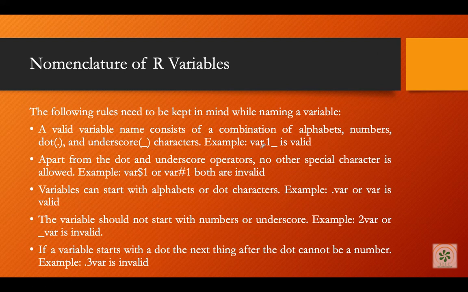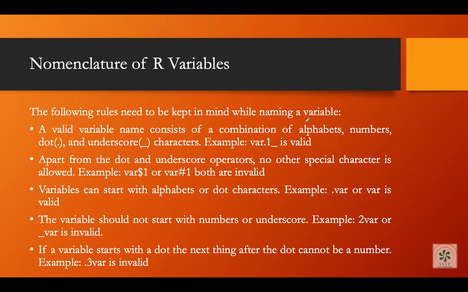For example, var.1 underscore is valid. Here, whatever name we give, if it is starting from the alphabet, it is okay. If it is starting with the dot, then we have to look for whether we have put any sort of number. But if it is starting from the alphabet, then there is no problem with that.